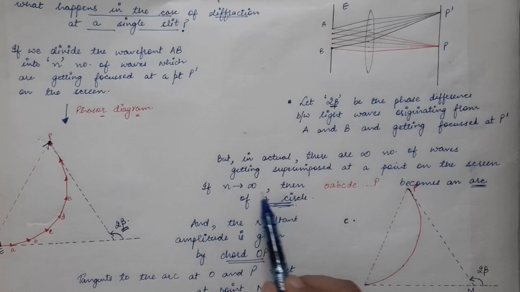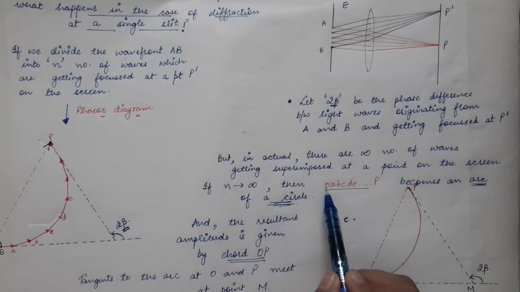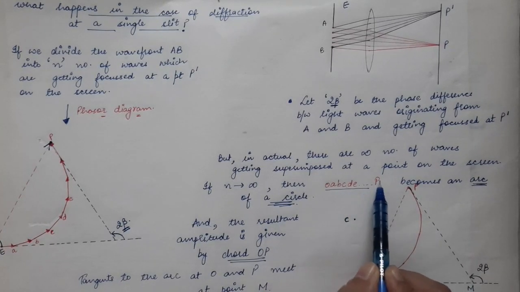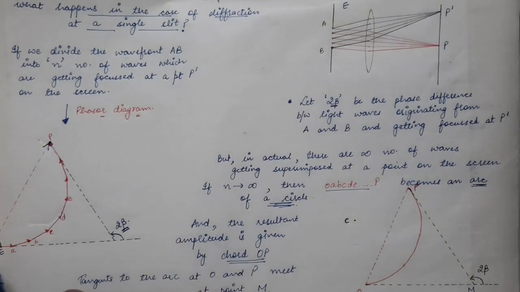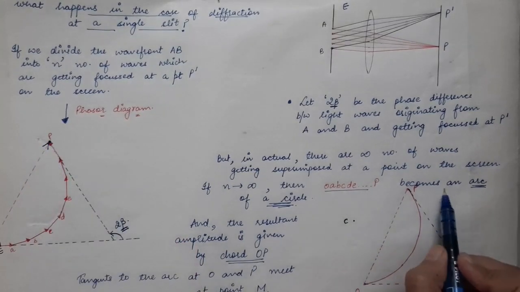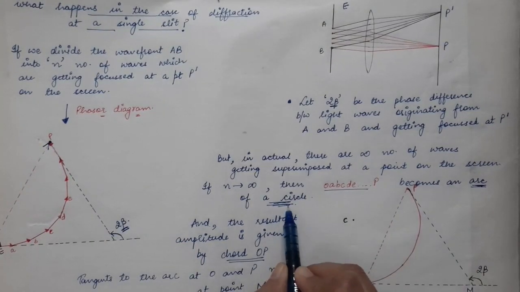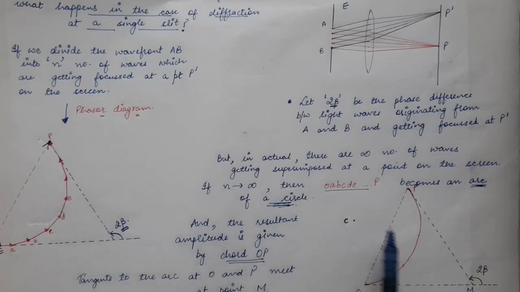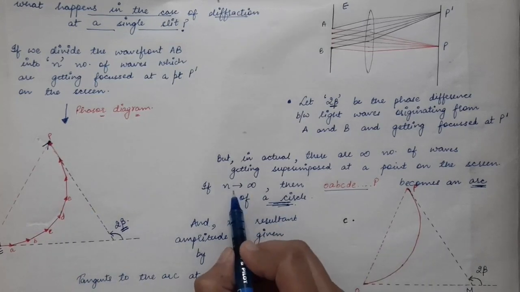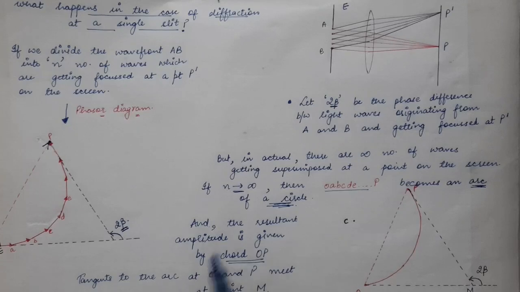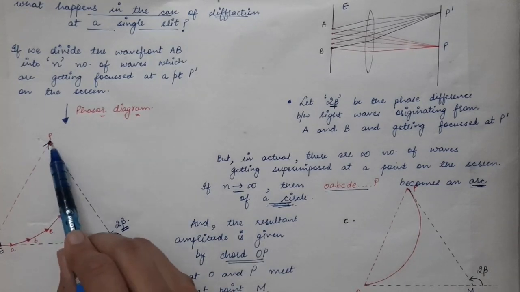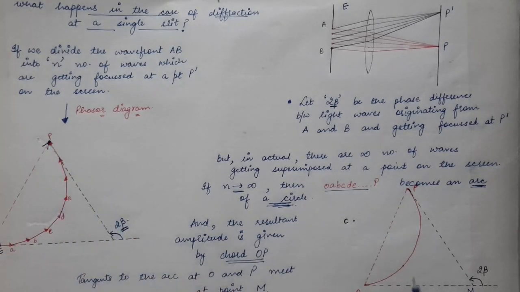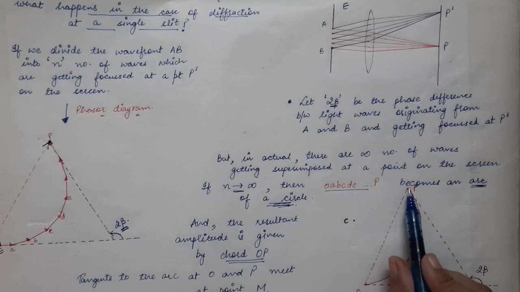So if there will be an infinite number of such vectors, then this length O, A, B, C, D, E up to point P, this whole length, will become an arc of a circle. It will approach an arc of a circle when n approaches infinity.